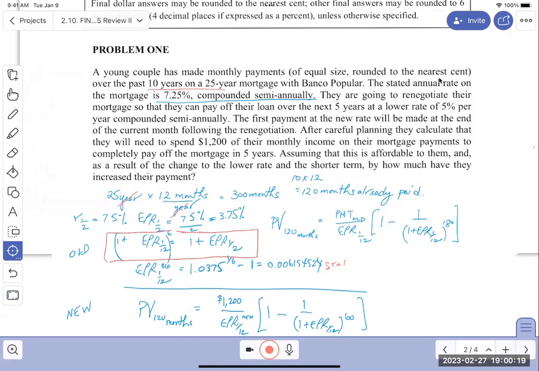So let's finish this then. We have the mortgage rate. So we have to do the new mortgage rate. The new mortgage rate is 5% per year. So let's do this again. So ours is semi-annual as well. So that means that the semi-annual effective rate is divided by 2. So it's 2.5%.